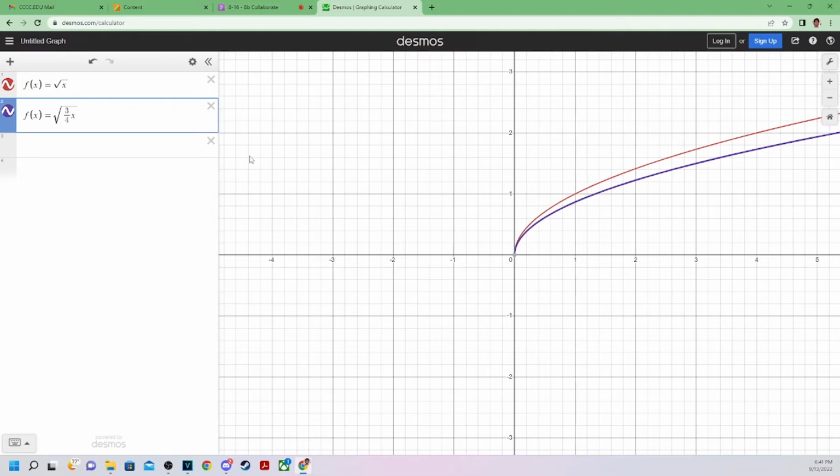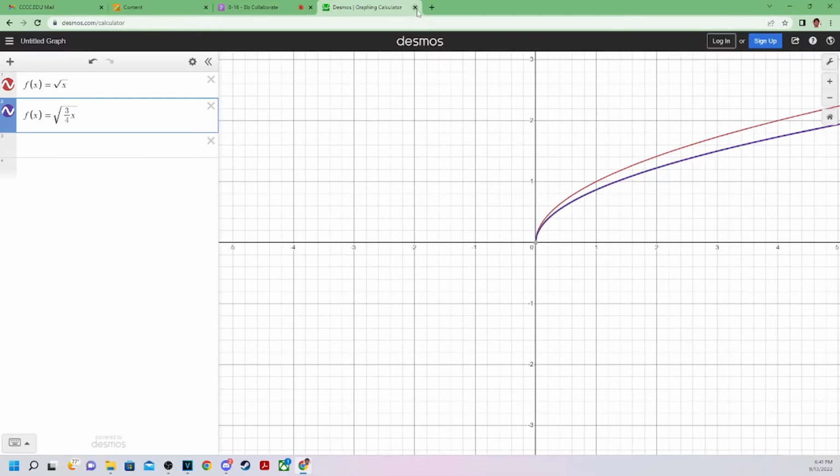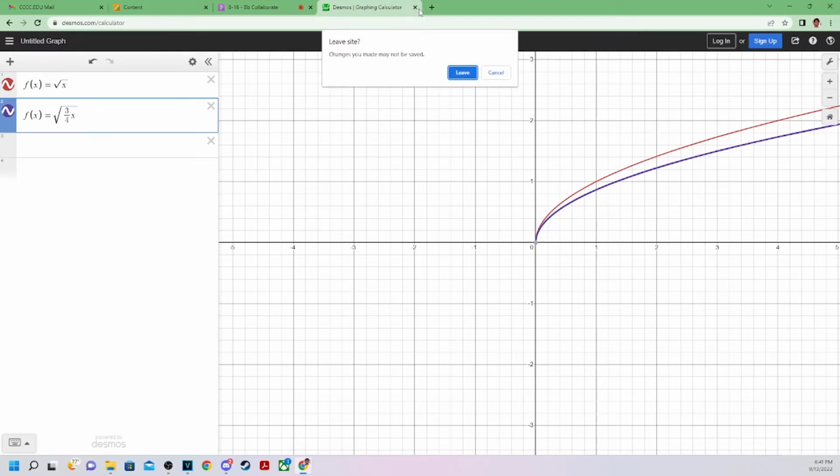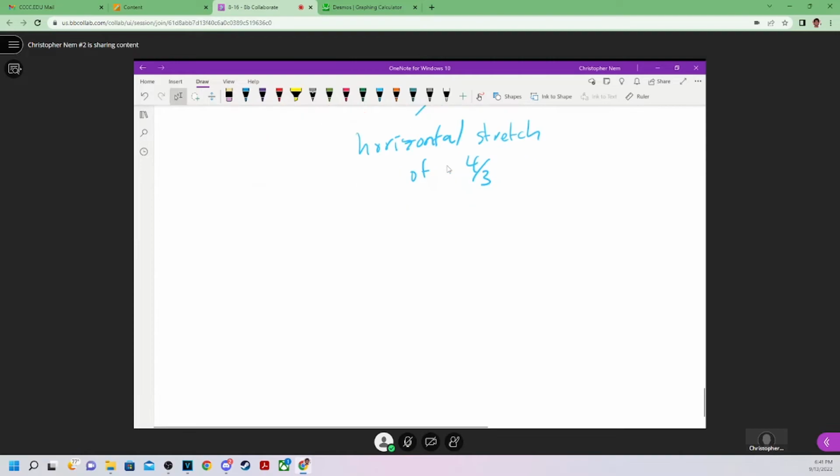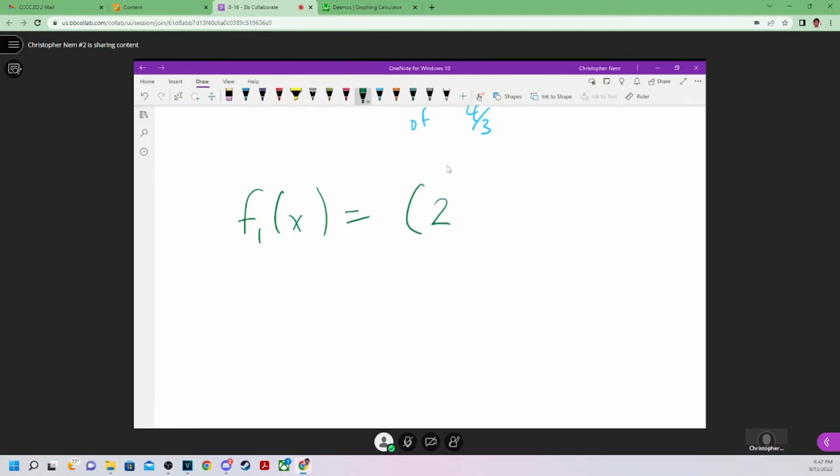All right, so that's the idea of horizontal compression, horizontal stretch. However, there's a small little concern that we have to talk about. This is only going to apply for horizontal stretch or compression. Let's take a function. Let's use this. Let's take f of x equals (2x minus 3) squared. Actually, 3 is too rough. Let's do 4.